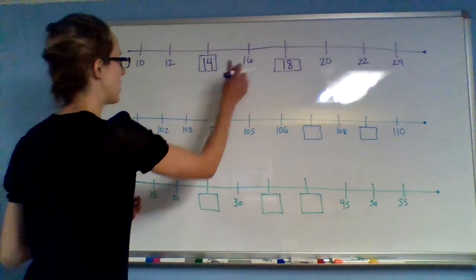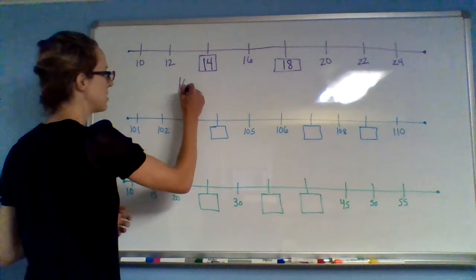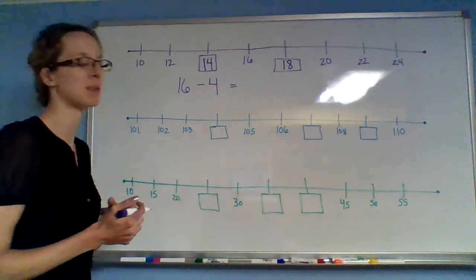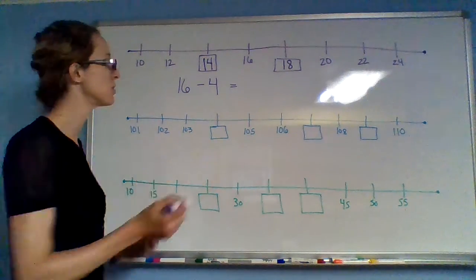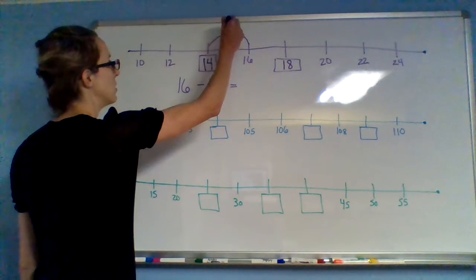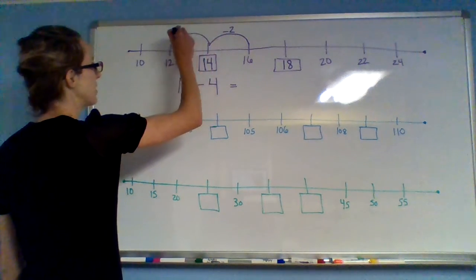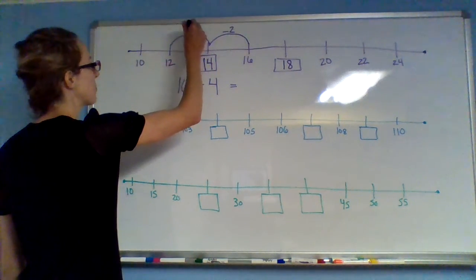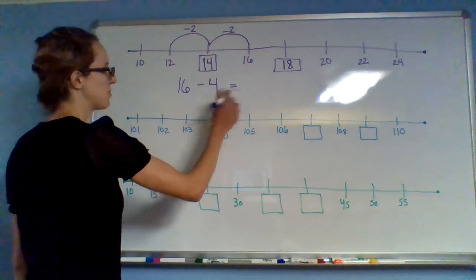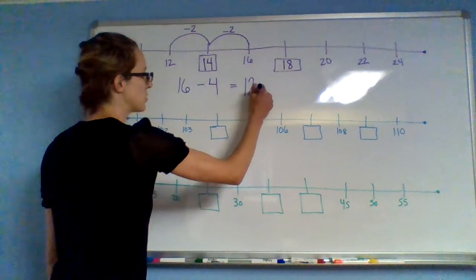So for example, I could say 16 minus 4 equals, well, remember that each jump I do is minus 2. So this would be minus 2. This would be minus 4. It's another 2. So minus 2, minus 4. So 16 minus 4 equals 12.